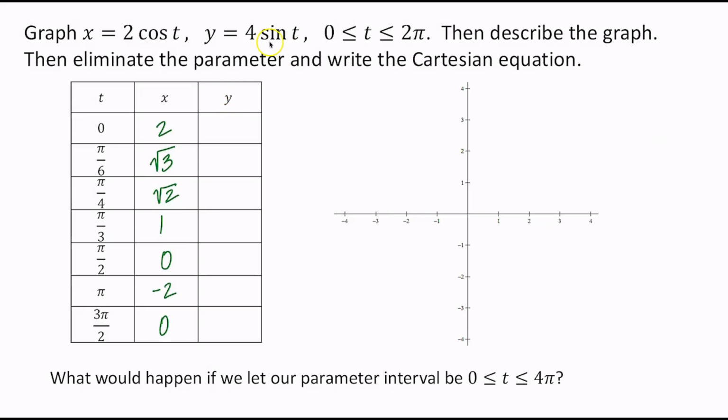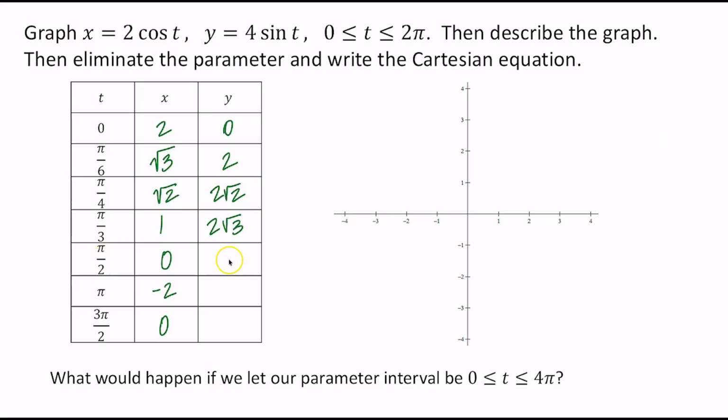Now, for the y values, we're plugging into 4 sine of t, so we'll plug into sine of t and then multiply by 4. Sine of 0 is 0. 0 times 4 is 0. Sine of pi over 6 is 1 half. 1 half times 4 is 2. Sine of pi over 4 is radical 2 over 2 times 4. This is going to be 2 rad 2. Sine of pi over 3 is radical 3 over 2. So 4 over 2 is 2. So we're going to have 2 rad 3 on this one.